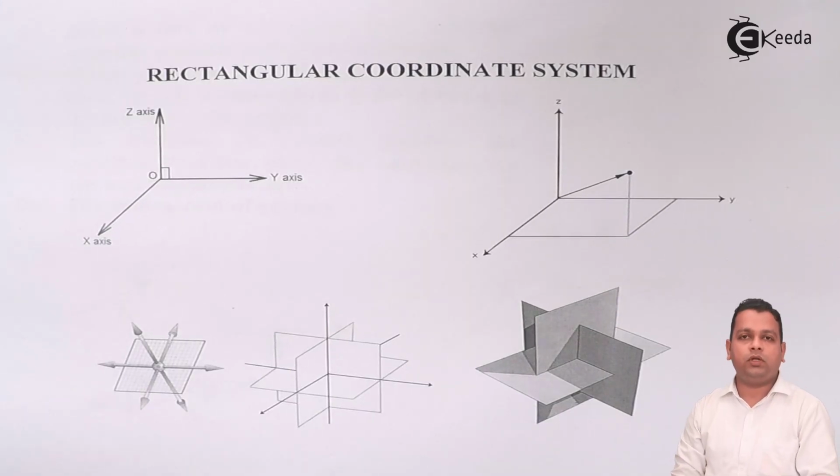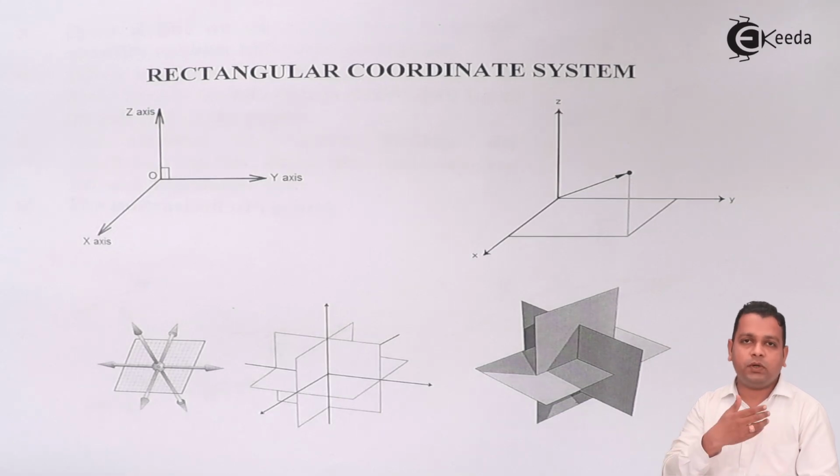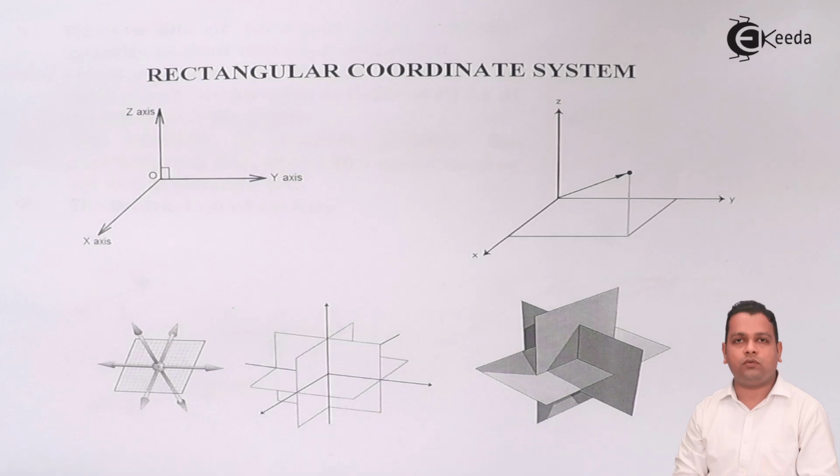Now, rectangular, also called Cartesian coordinate system. First of all, we will try to represent a point in three-dimensional space. So for locating or positioning a point in 3D space, we require certain references with respect to which the exact location, position has to be calculated.